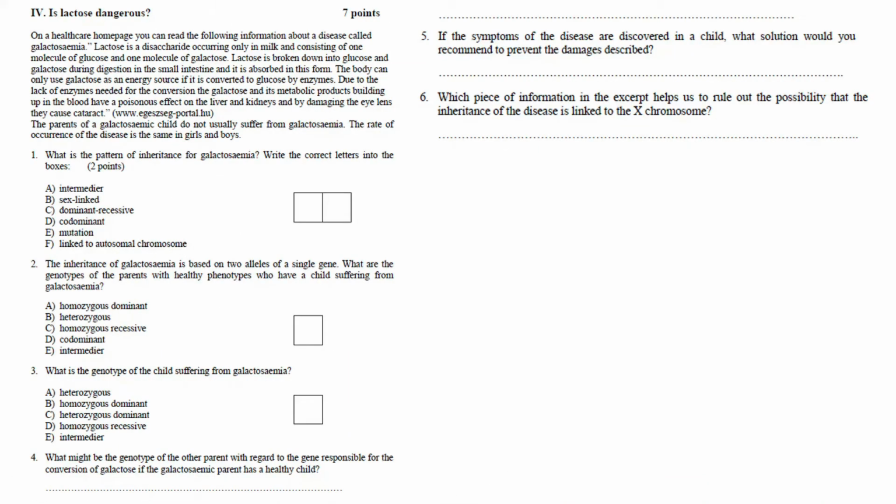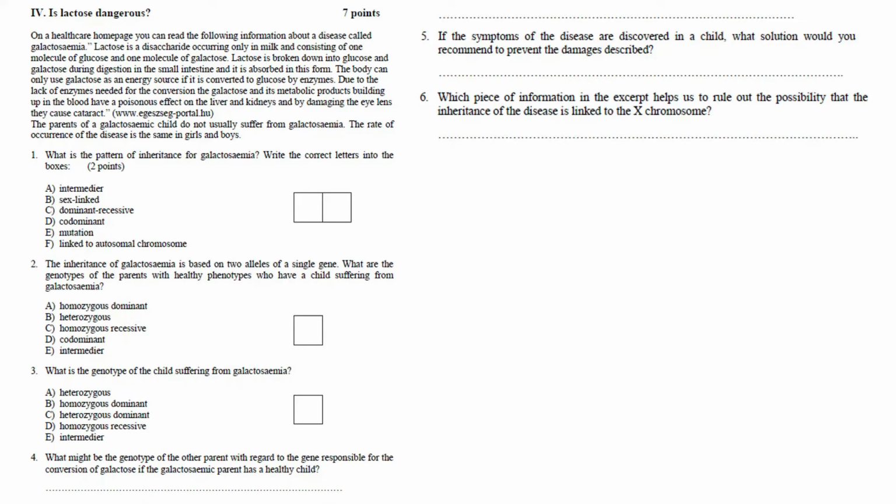Exercise 4. Is lactose dangerous? On a healthcare homepage, you can read the following information about the disease called galactosemia. Lactose is a disaccharide occurring only in milk and consisting of 1 molecule of glucose and 1 molecule of galactose. Lactose is broken down into glucose and galactose during digestion in the small intestine, and it is absorbed in this form. The body can only use galactose as an energy source if it is converted to glucose by enzymes.